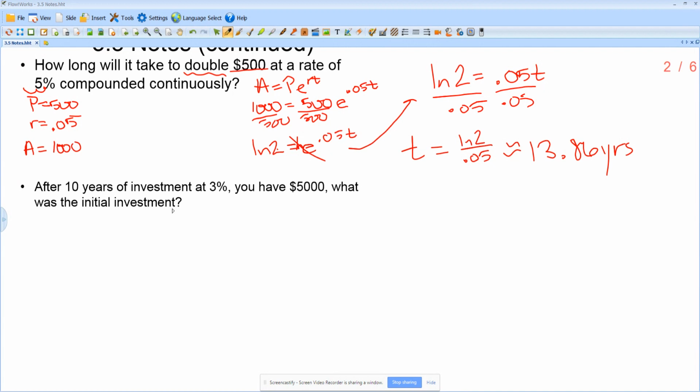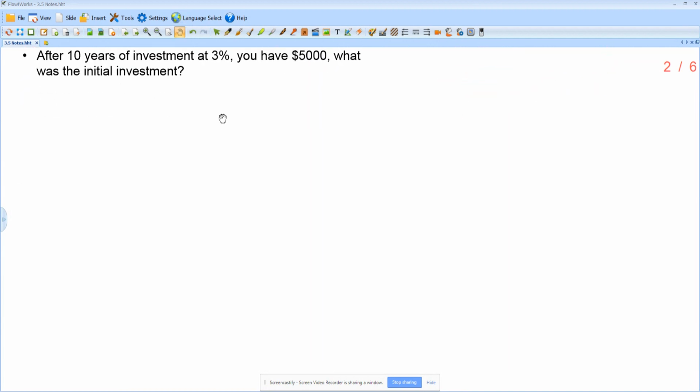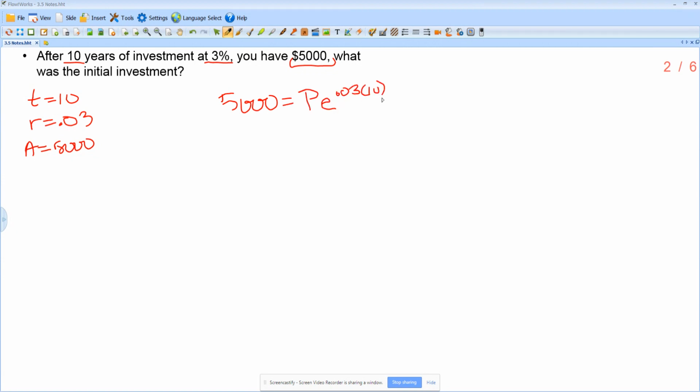All right, after 10 years of investment at 3%, you have $5,000. What was the initial investment? So t is 10 years. The investment rate was 0.03 or 3%. And after 10 years, I now have 5,000. So what has been given to me is the amount of money I currently have, and I don't know what P is. So 5,000 equals Pe^(0.03 times 10). It's the same as 5,000 equals Pe^(0.3).